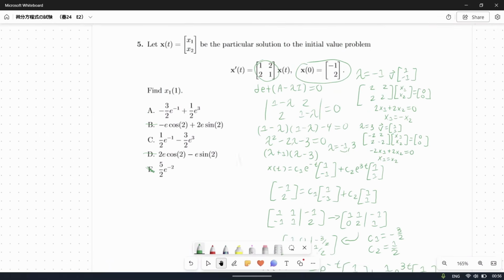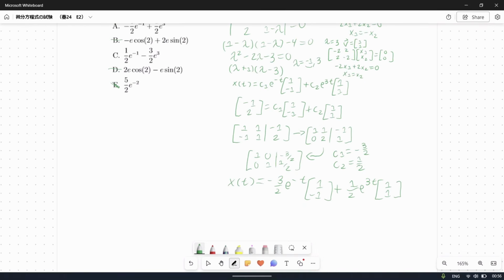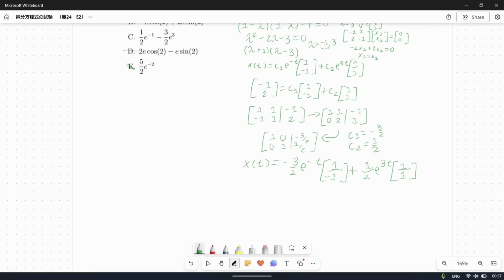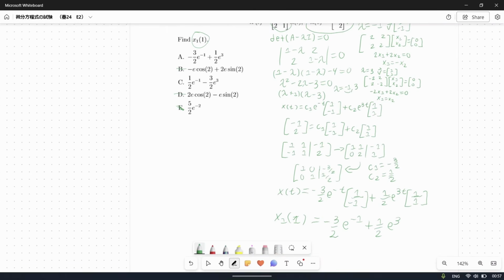And the question is asking us for x sub 1 of 1. And x sub 1 refers to all of the numbers in the top portion of these eigenvectors. So I'm going to be focused on this 1 and this 1. So when we plug in 1 for t, we end up where x sub 1 of 1 is equal to negative 3 halves e to the negative 1 plus 1 half e to the 3. So our answer to this question should be A. Oh, and it matches up perfectly. We don't have to move anything around beforehand, so that's nice. So the answer to this question is going to be A.